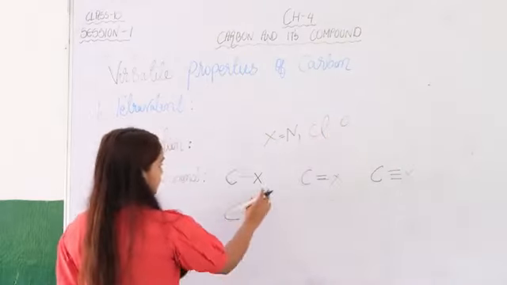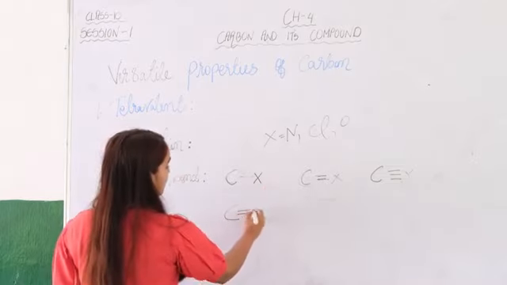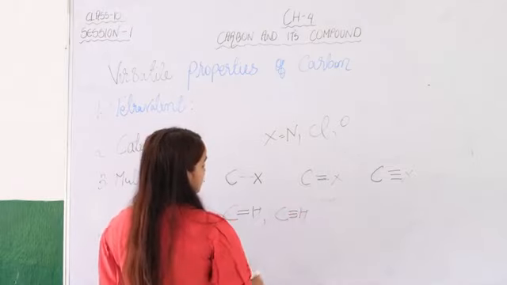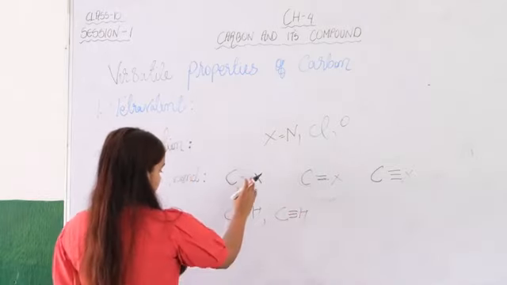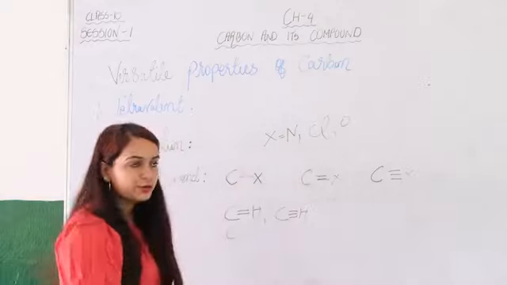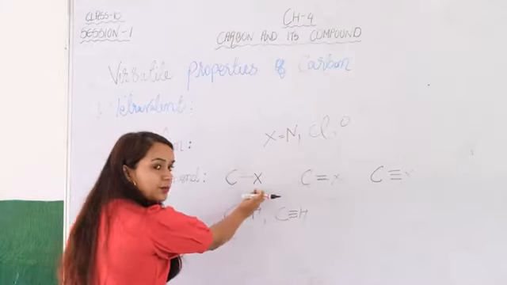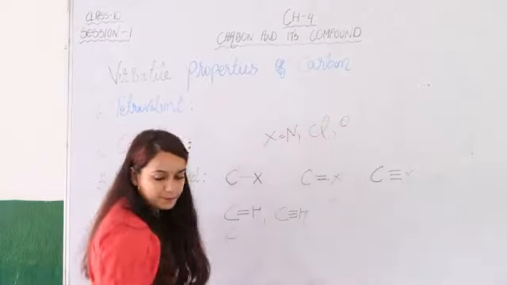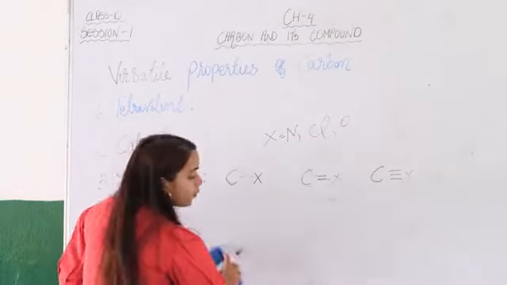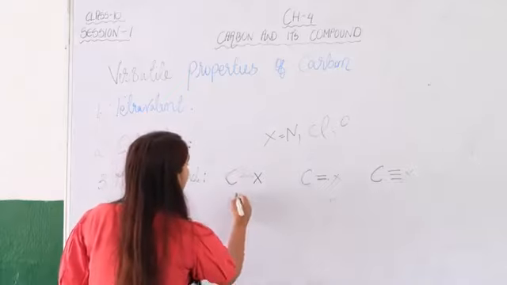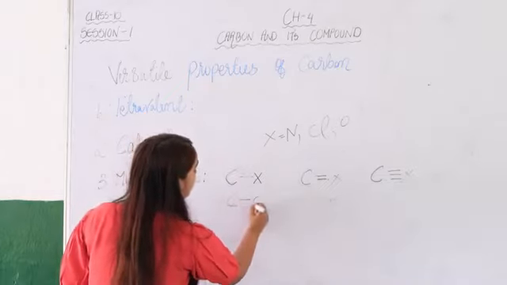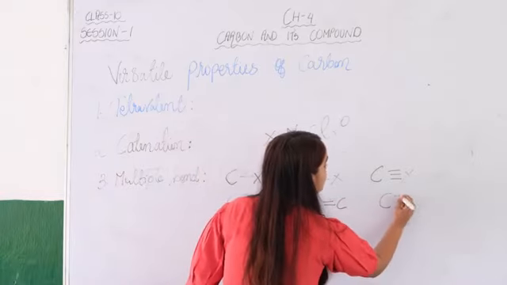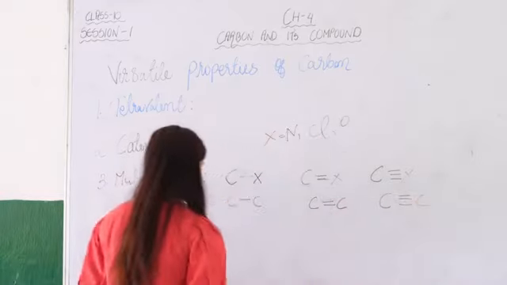Carbon cannot form a double bond with hydrogen. Neither can it form a triple bond with hydrogen. It can form a single. It can form bond with another carbon atom or any other atom such as nitrogen, chlorine or oxygen. Or the other way is that it can form bond with its own atom, that is carbon forming bond with carbon, carbon double bond with carbon, carbon triple bond with carbon.